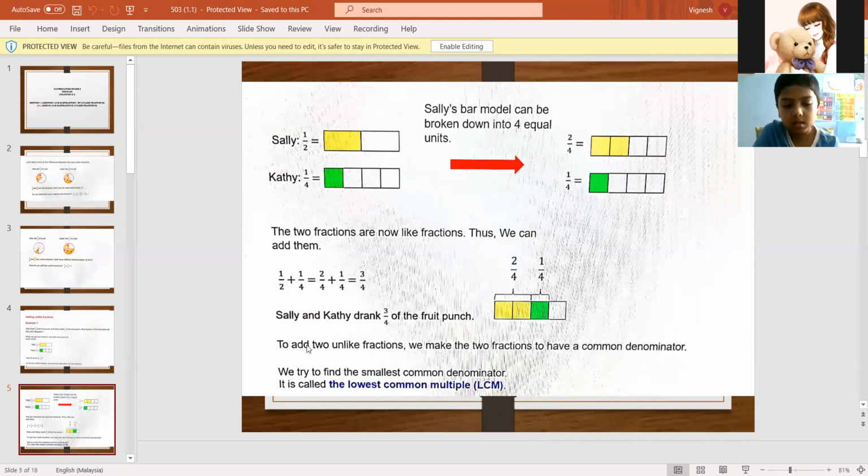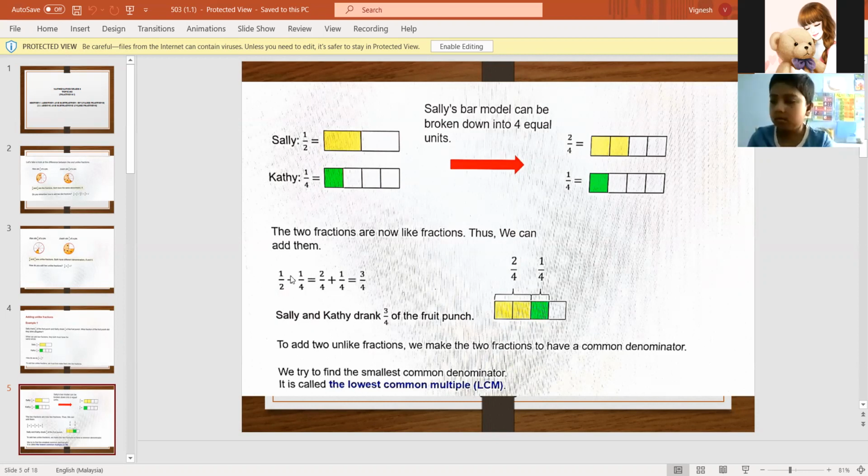Okay, so to add two unlike fractions, which have different denominators, we make the two fractions have a common denominator, which means we have to find the smallest common denominator. As teacher already taught, we call it the lowest common multiple, LCM. That means you have to find the lowest common denominator. For example, here 1/2 plus 1/4.